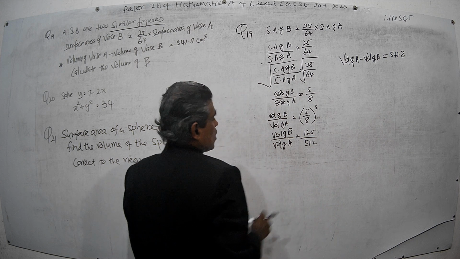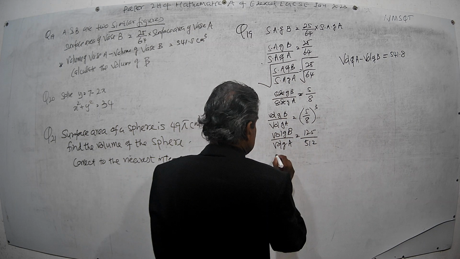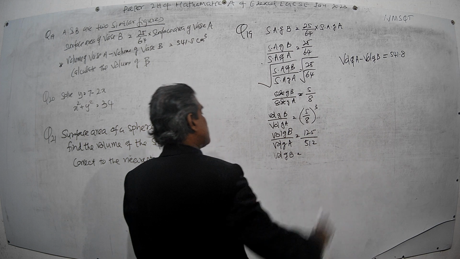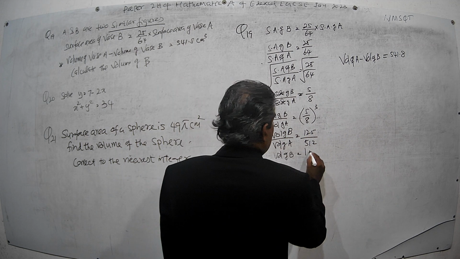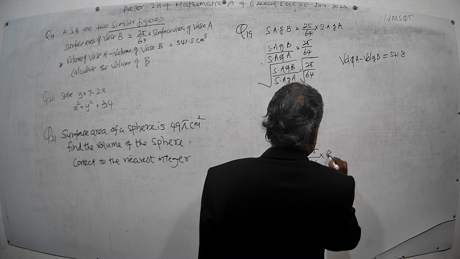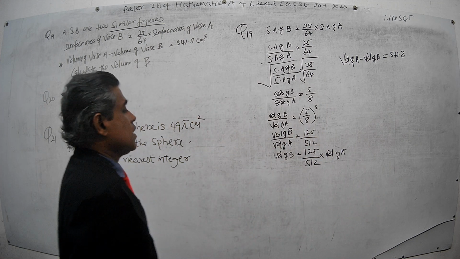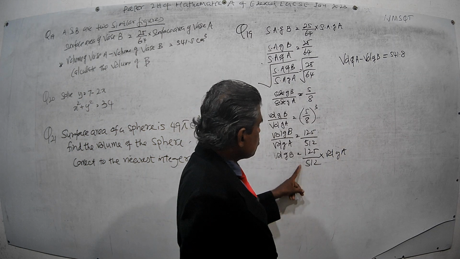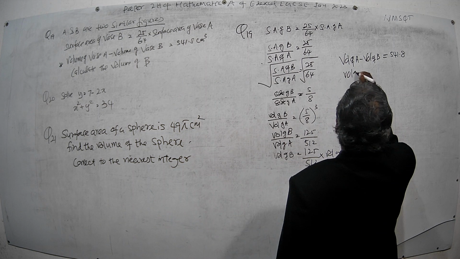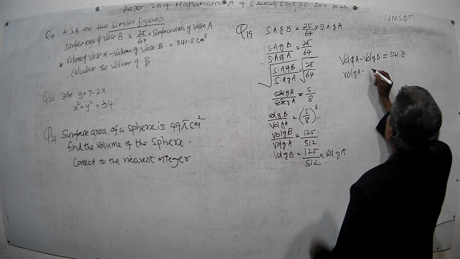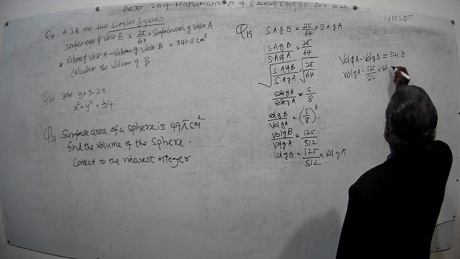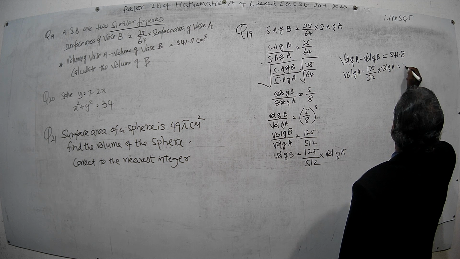Take this volume to the other side. Then volume of B equals 125 over 512, since division by volume of A, when taken to the other side, becomes multiplied by volume A. Now instead of volume B there, we can substitute this 125 over 512 into volume A. Volume of A minus volume of B, therefore volume of B, how much? 125 over 512 into volume of A equals 541.8.